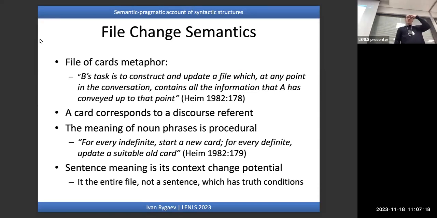I approach the question in dynamic semantics theory. Heim introduced file change semantics, where she used this file metaphor, saying that the task for the hearer is to keep a file of cards at any point in conversation that should contain all the information that the speaker conveyed to that point. And basically, she proposed that the meaning of noun phrases is procedural. So for every indefinite noun phrase, start a new card. For every definite, find and update a suitable card.